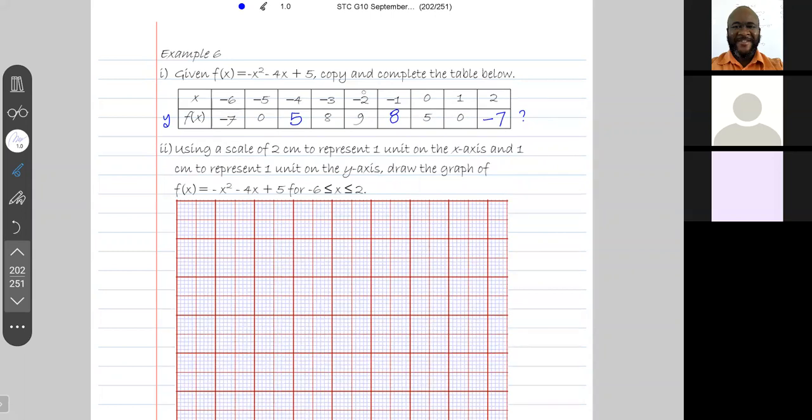So it looks as if positive 9 is the highest value. And notice the values of y to the right and to the left, they're the same. So it means that x equal to minus 2 will be your turning point. So let us now prepare our axes. The scale is 2 centimeters to 1 unit on the x-axis. So if it's going to be 2 centimeters to 1 unit on the x-axis, I need a minimum of 12 to the left. I'm going to need 12 to the left, 4 to the right. So that's 12 plus 4 is 16.